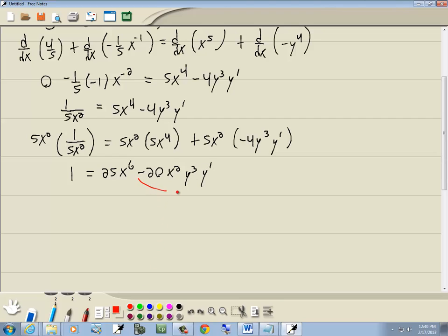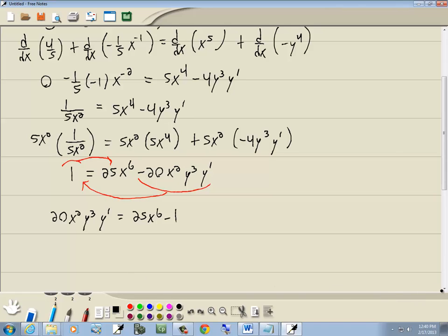Now I want to get everything with y prime on one side, so I'll take this negative 20x squared, y to the third, y prime to the left side. And I'll take this 1 to the right side. So we're going to get 20x squared, y to the third, y prime is equal to 25x to the 6 minus 1.